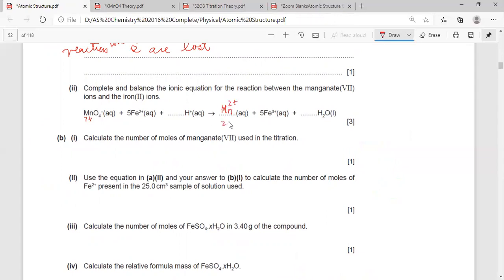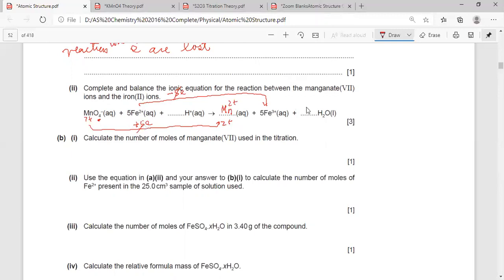So from here to here, you have gained 5 electrons. So Fe2 plus to Fe3 plus, from here to here, for one of them you will have to lose 1 electron. So 5 then, 5 minus 5 electrons. So they cancel. So remember the 4.